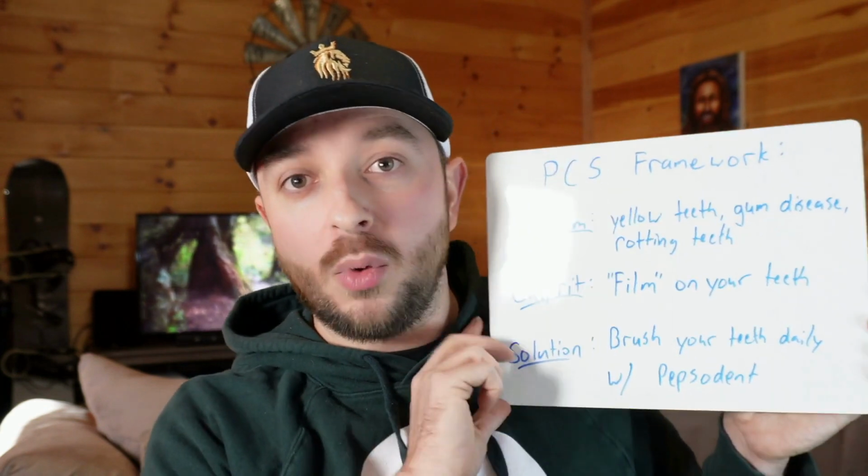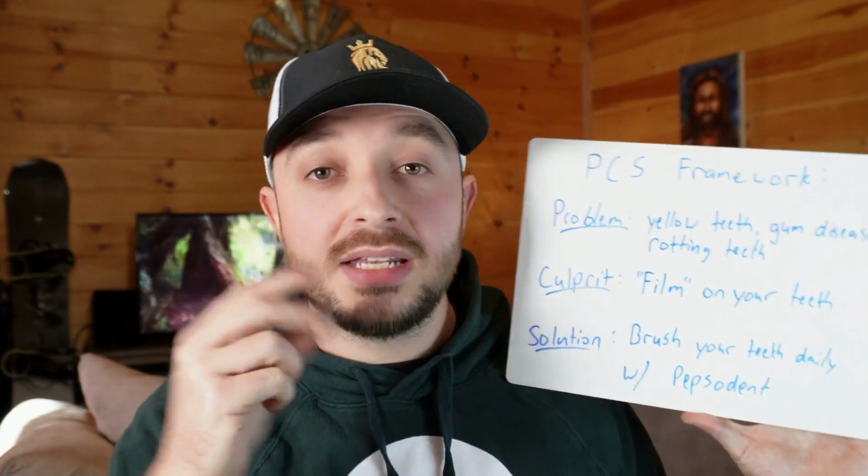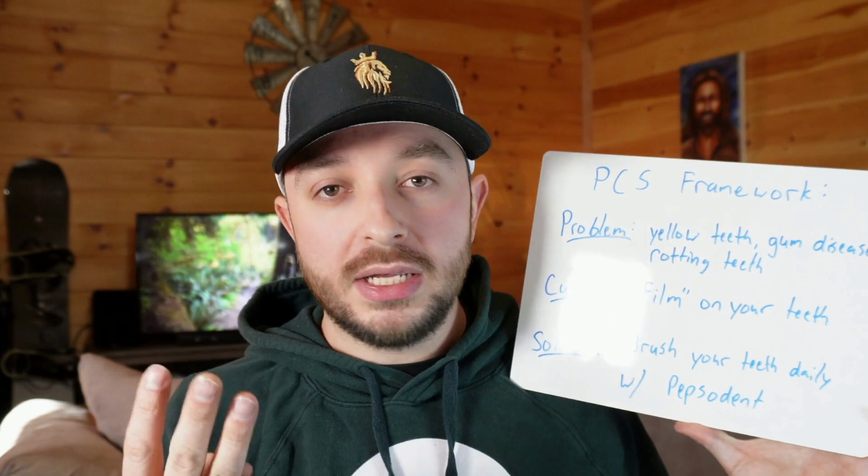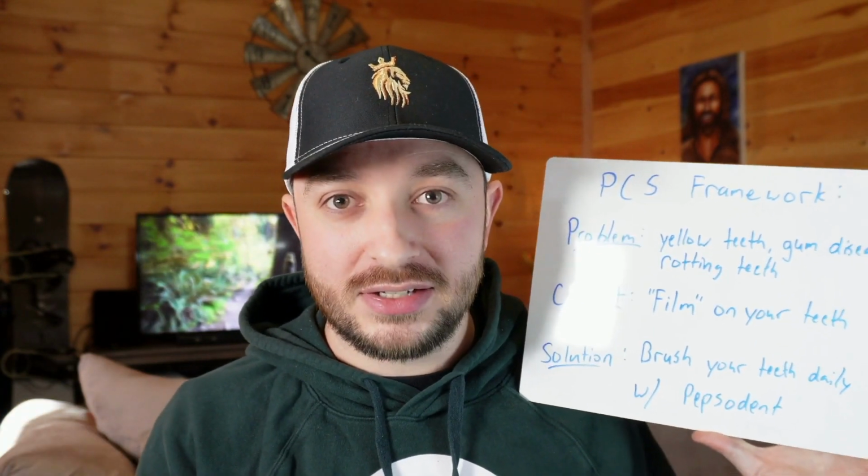And for Pepsodent, again, we look at this. What was their core problem? They identified three, actually. One was yellow teeth. They recognized that if people don't brush their teeth, they're going to have yellow teeth. Two is they're going to have gum disease. People struggle with gum disease, and that happens when you don't brush your teeth. And three is that their teeth will actually rot if they don't brush their teeth consistently.